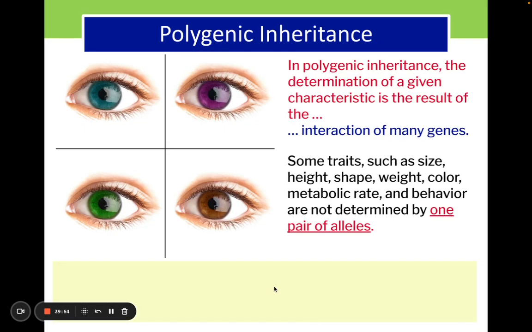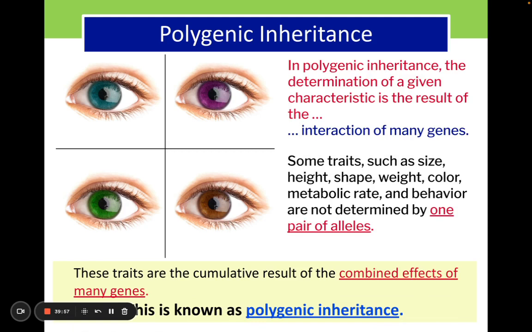Okay, so polygenic inheritance, we're using that prefix poly again, so that means many. So you're going to have many different genes, okay? Some traits such as size, height, shape, weight, color, metabolic rate, and behavior are not just determined by one pair of alleles on one gene. You're going to have many different genes, maybe on different chromosomes. And that is why we experience such a spectrum of color, if you will, when we talk about eye color, hair color.